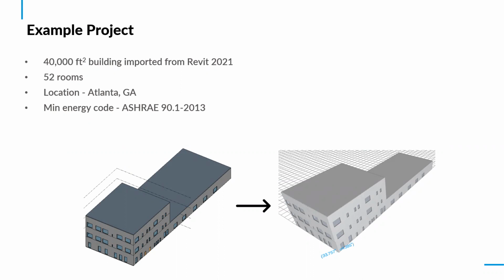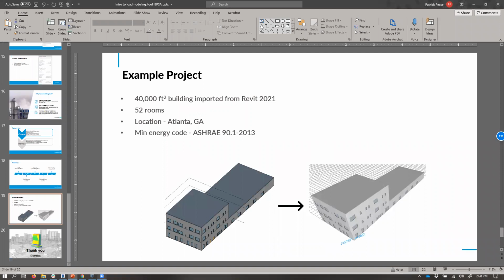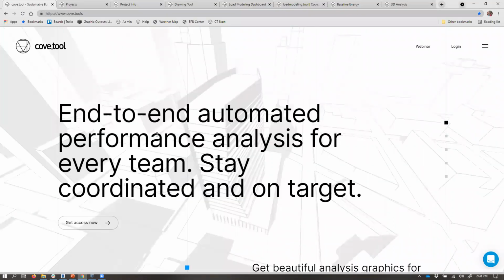So that's excellent. Just a bit about what we're going to look at. It's just a building I've drawn. It's about 40,000 square feet. It's imported from 2021. I think there's 52 rooms in it. And the location is going to be Atlanta, Georgia. So the ASHRAE code is going to be 90.1, 2013. And so with that, I'll actually pull up the application and we can see what that looks like.